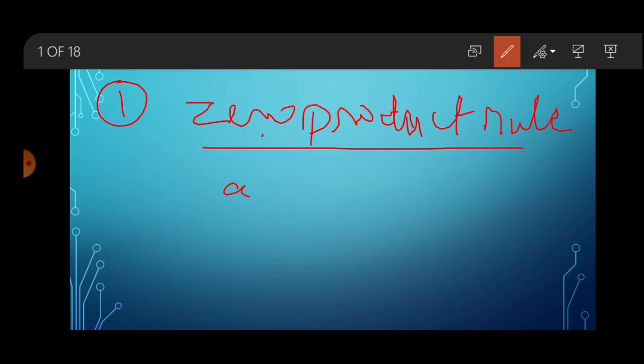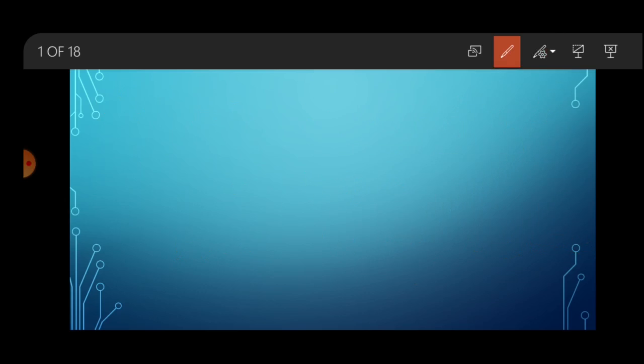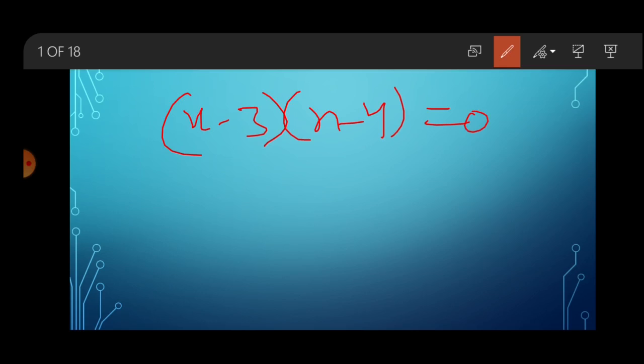So suppose there are two numbers a and b and their product is 0. Basically, whenever the product of two numbers is zero, the only possibility is that either a is zero, or b is zero, or both a and b are zero. So what we do is, suppose there was a quadratic equation, we write it as a product of two terms, like (x-3)(x-4) is equal to 0. We do something in that quadratic equation so that it reduces to this form.